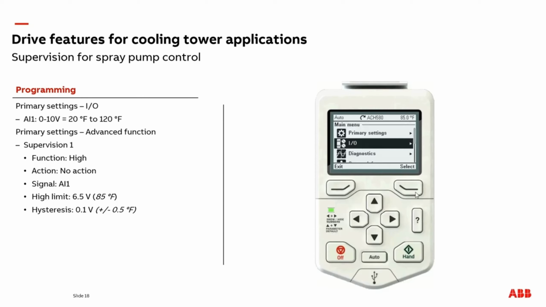So let's start by going into the menu, selecting the I/O, and scrolling down to analog input 1. Here we need to adjust the 0 to 10 volt signal to match our temperature sensor. Let's use the same example we had for the process PID loop, using a 20 degree Fahrenheit to 120 degree Fahrenheit sensor. Now we can double check that the range matches what we would expect for a signal and loop temperature set point. So here at about 85 degrees, I'm going to be at about 6.5 volts.